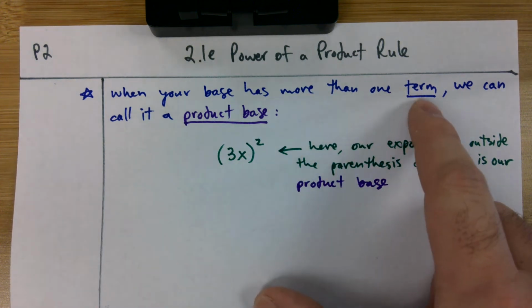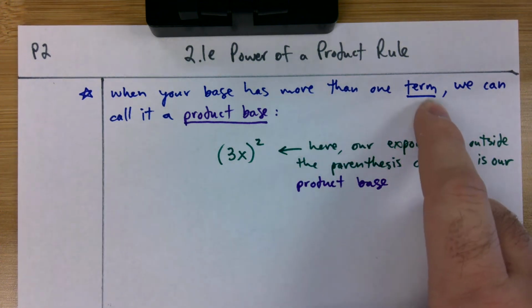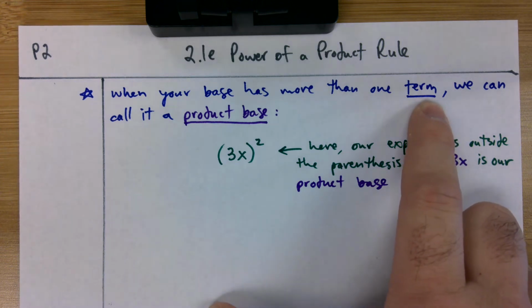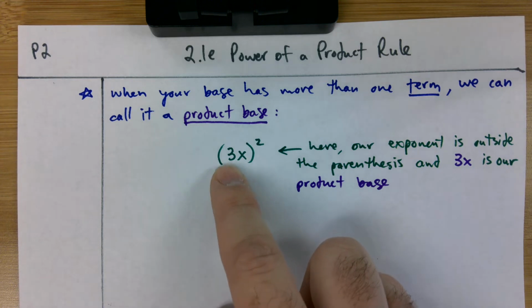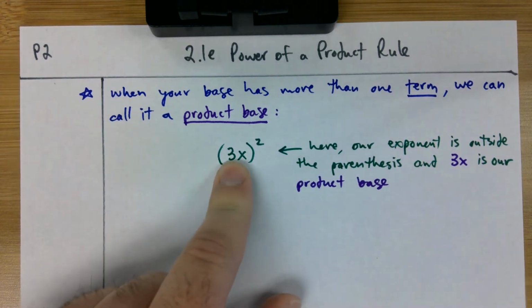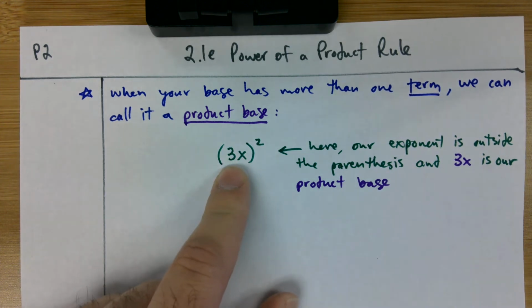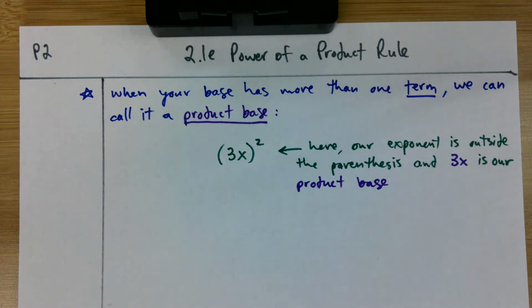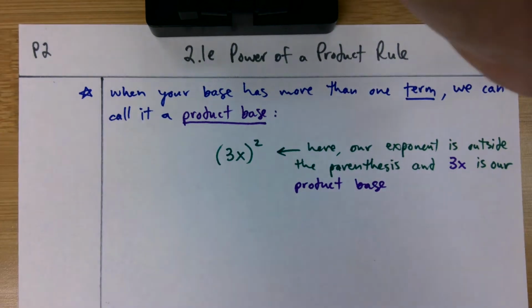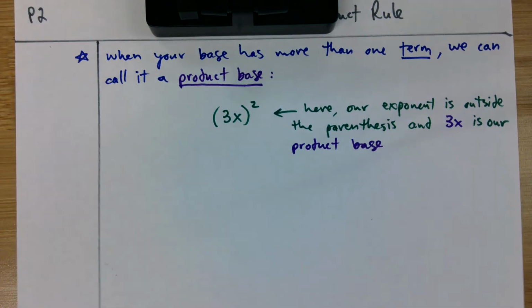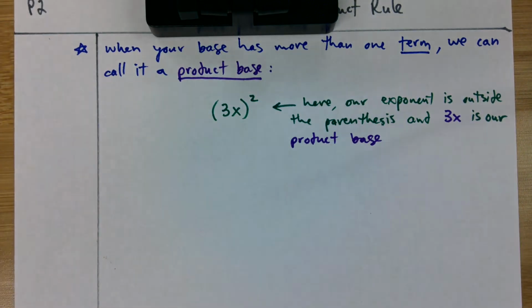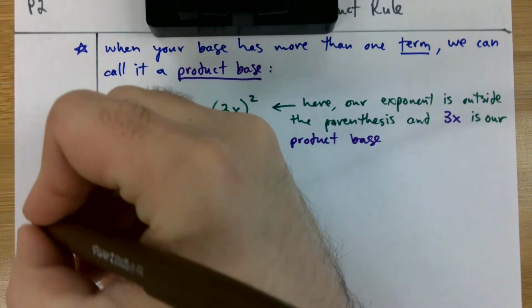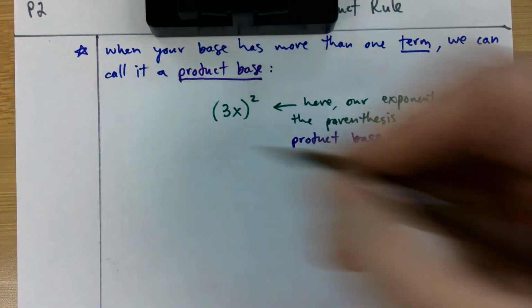So when we have more than one term being a variable or a number, we can call our base a product base, just like here. Before we had 3 squared or x squared, now we've got 3x squared. So let's go through each of our 3 rules now and see how this idea is going to play into each of our rules. Let's start with the product rule.